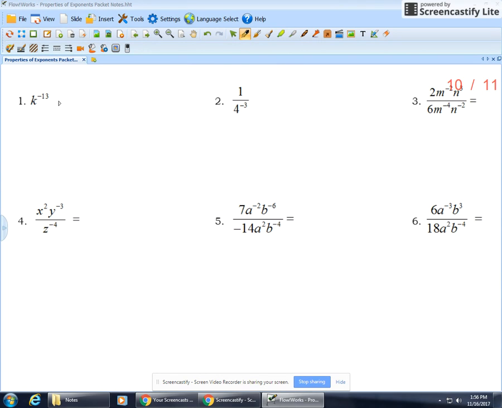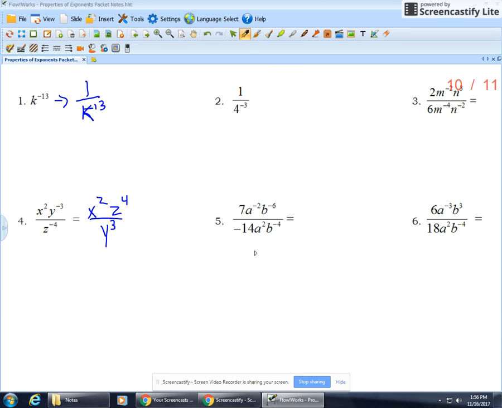Let's practice a little bit. So k to the negative 13th power will become 1 over k to the 13th power. Okay, here for 4, we're going to flip-flop things. Whatever's negative comes down. Whatever's positive stays. So x squared positive is going to stay. The y has a negative exponent, it's going to flip to the bottom and become positive. The z has a negative, so it's going to go to the top and become positive.